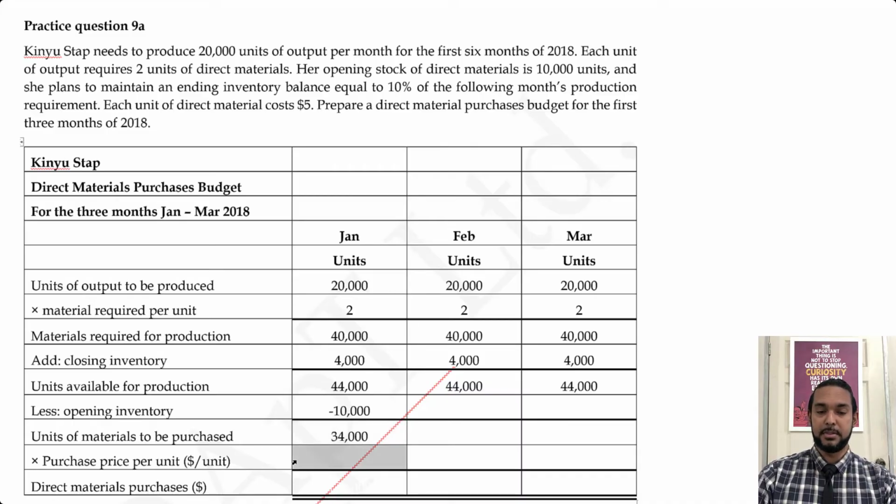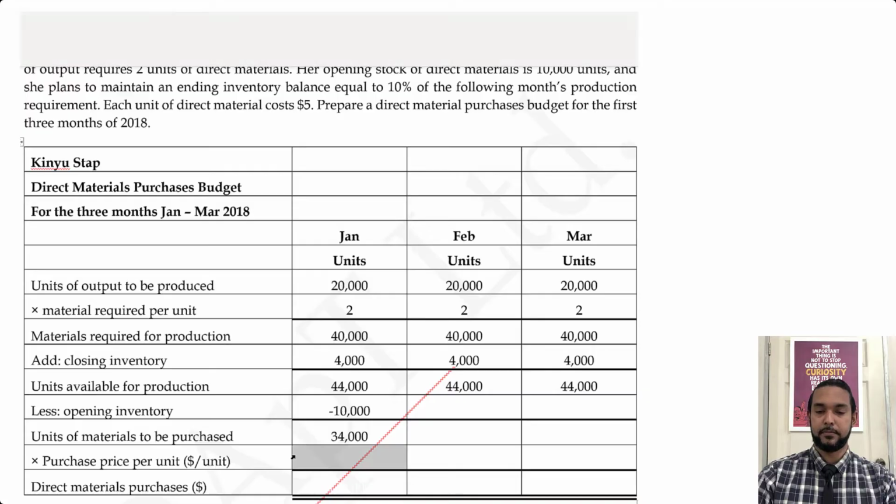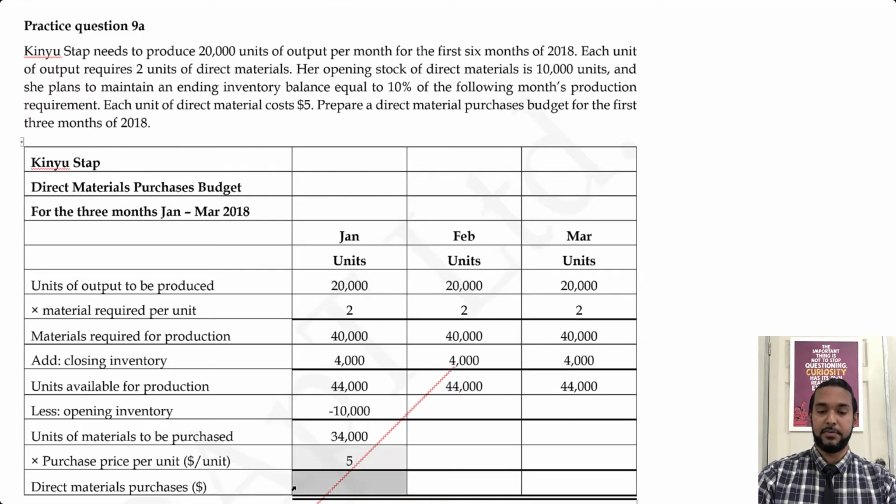And we need to multiply that by the purchase price per unit. Up in the question, we see that each unit costs $5. So we're going to put that in down here and then multiply 34 by 5. And that gives us $170,000 worth of purchases for direct materials for January.